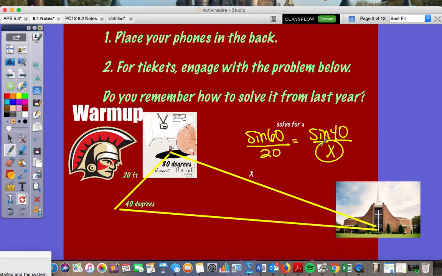So what would I need to do to solve for this? Get x by itself by cross multiplying. We have to cross multiply because it's equal to here, not multiplying. So that's one thing to remember. We would have x sine of 60 equal to 20 sine of 40. Good. And how would I get x by itself? Divide by sine of 60. Good, David. Give yourself 2 on that.